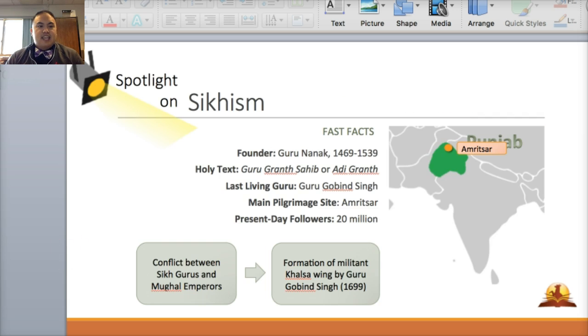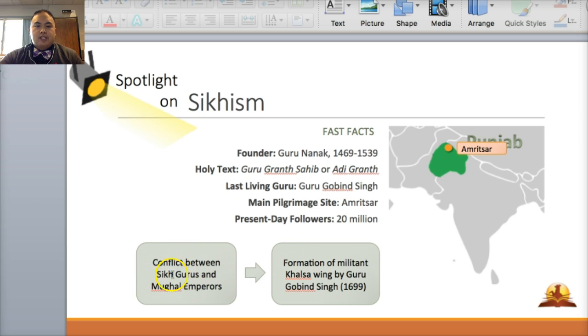Now, Sikhism. Just to be clear, these are some fast facts, just to be really quick. The founder is called Guru Nanak, who lived from 1469 to 1539. Their holy text, like the Bible for us, is called the Guru Granth Sahib, or Adi Granth. The last living guru is Guru Gobind Singh, and their main pilgrimage site is Amritsar, which is up here, kind of close to the Punjab. Present day, we're talking about 20 million Indians who are still of this faith, Sikhism.